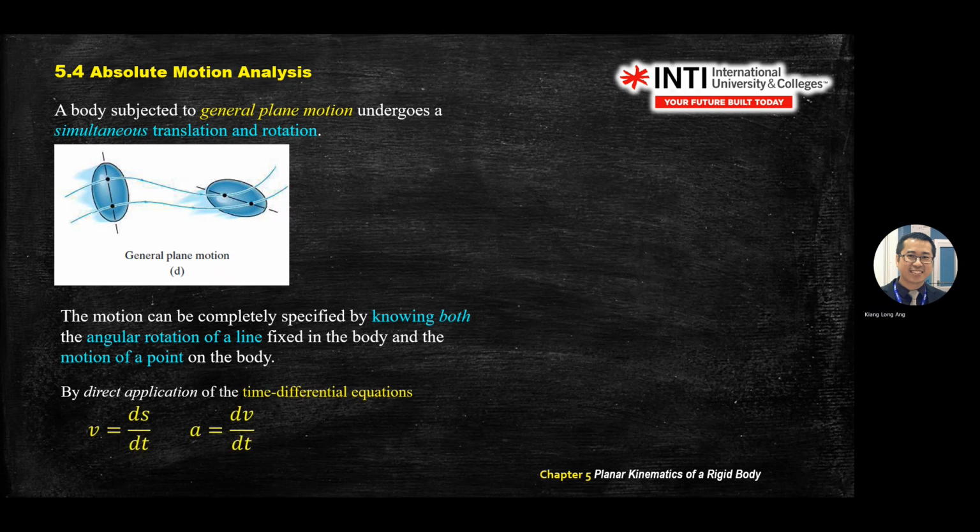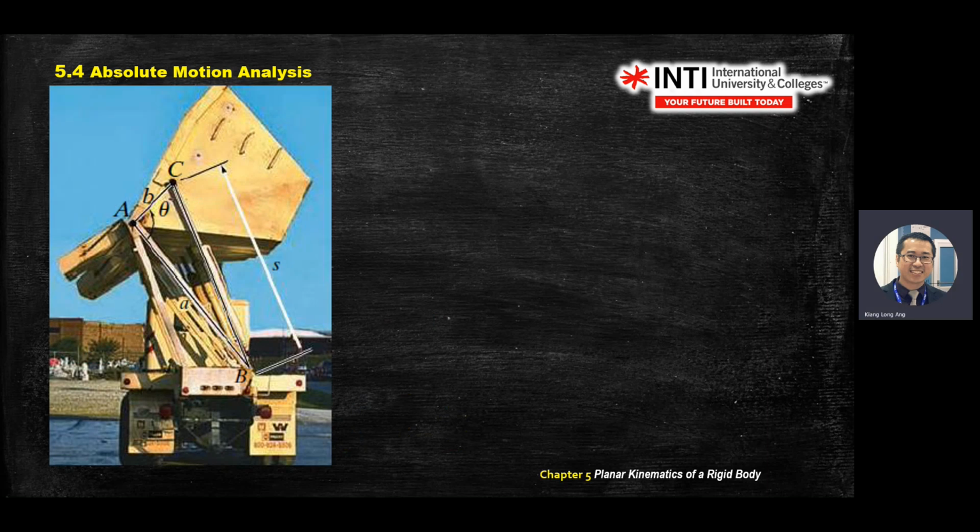You know that previously you learned that v equals ds/dt, a equals dv/dt, omega equals d theta/dt, alpha equals d omega/dt.